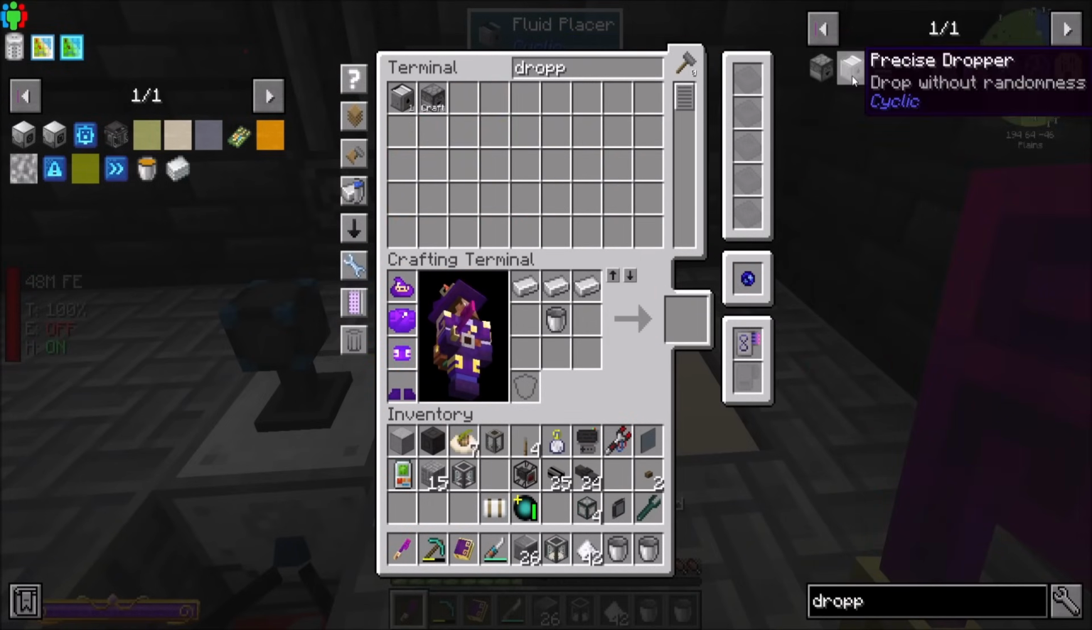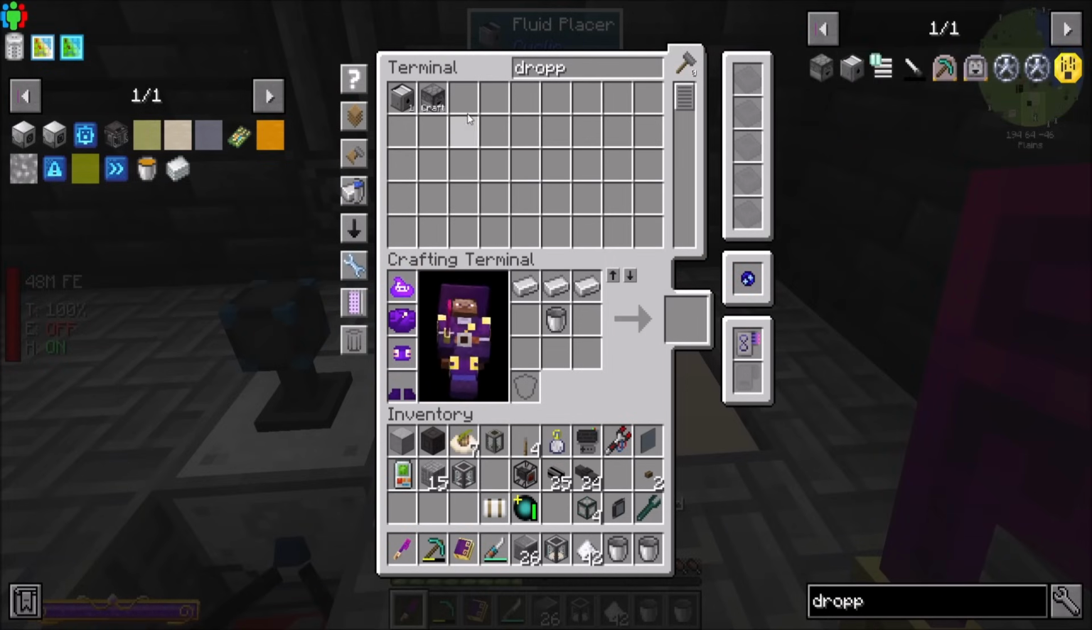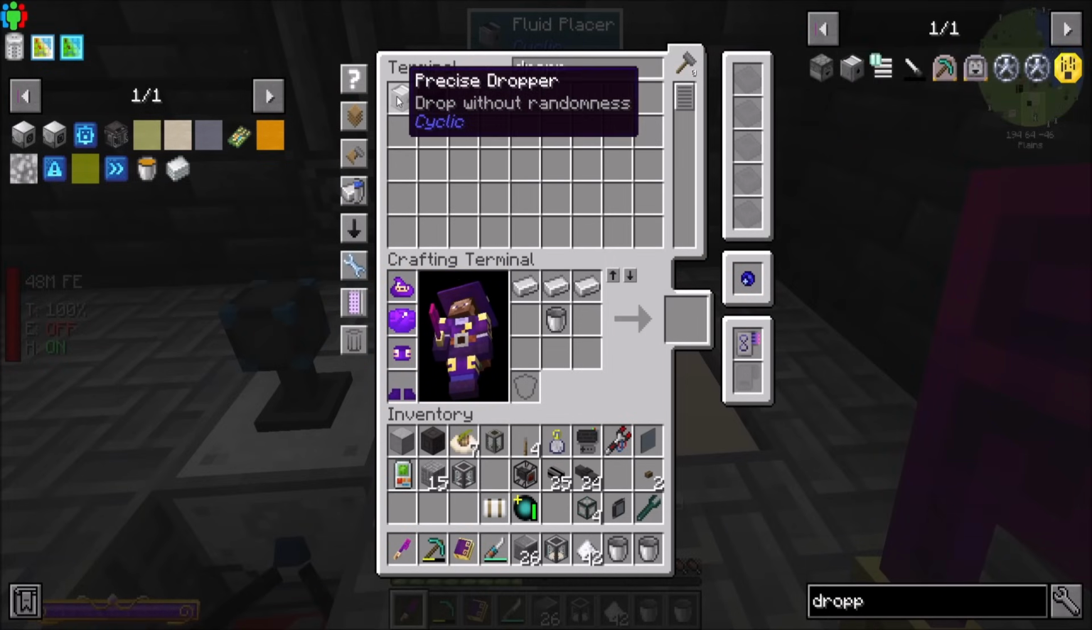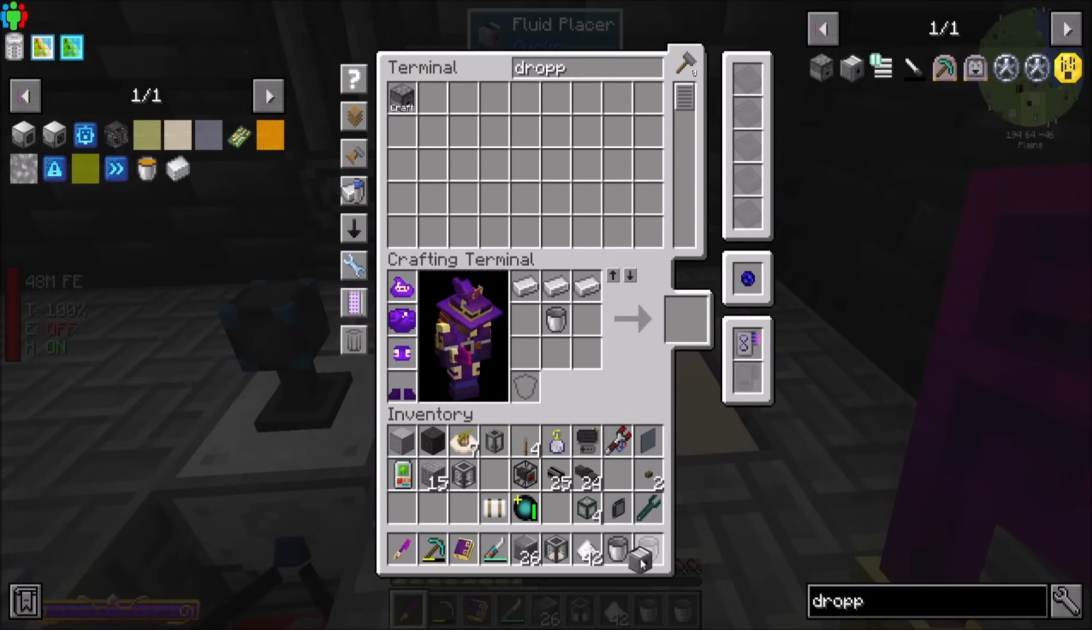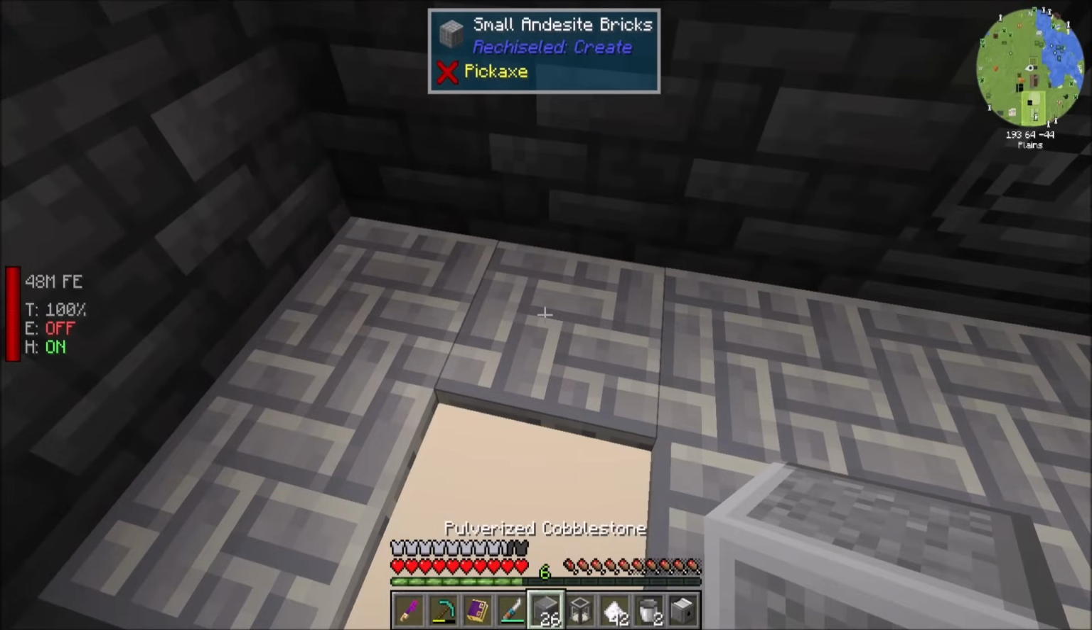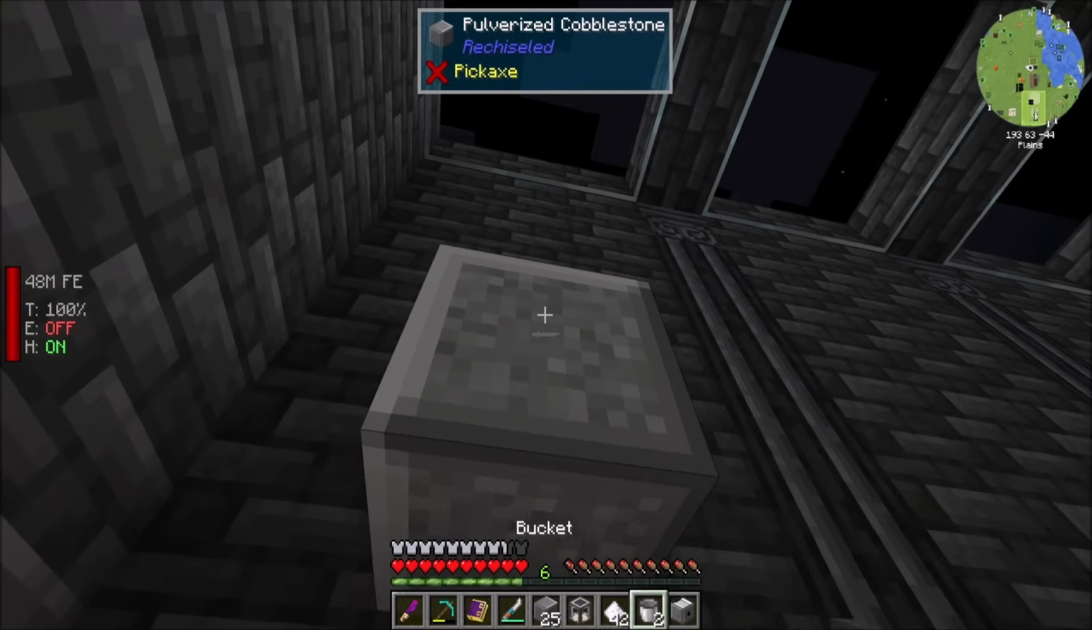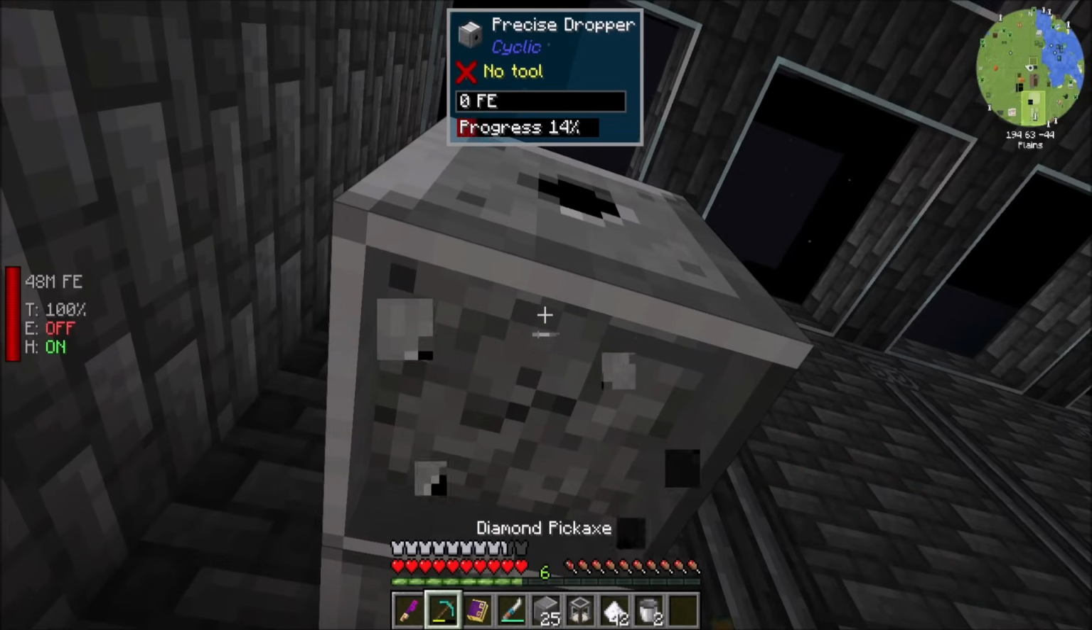What kind of droppers do we have? We've got the precise dropper from Cyclic. That might be the way I want to go, because we don't want randomness, right? We want you to be cool. We want you to be very precise.